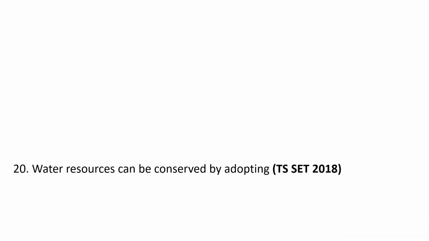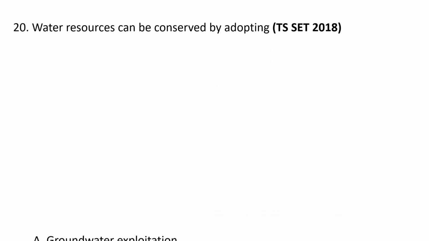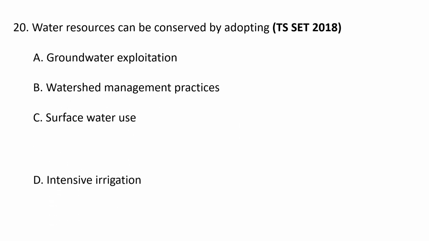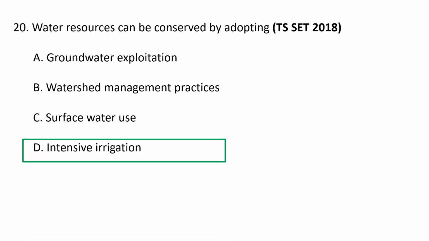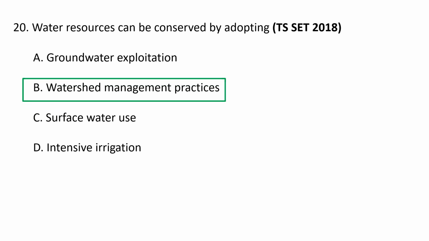Next question. Water resources can be conserved by adopting A. Groundwater exploration, B. Watershed management practices, C. Surface water use, D. Intensive irrigation. The correct answer is B. Watershed management practices. This includes construction of check dams, land leveling, bench terracing, farm ponds, percolation ponds, constructing waterways, diversion canals or diversion drains, etc. So B is the correct answer.